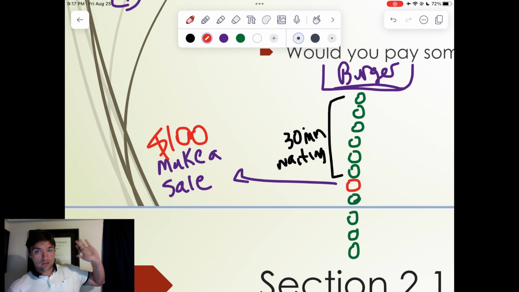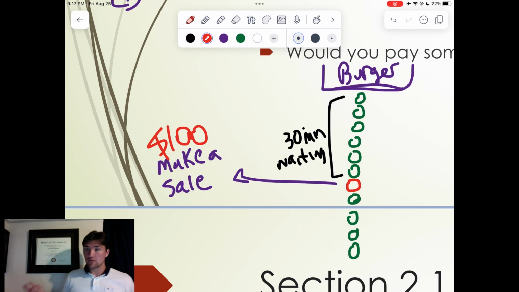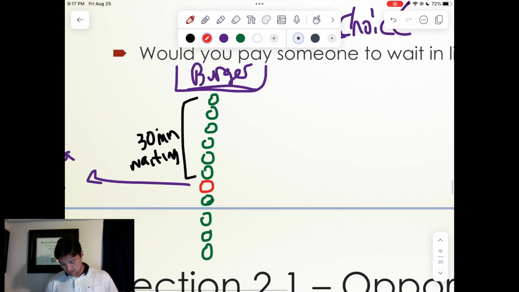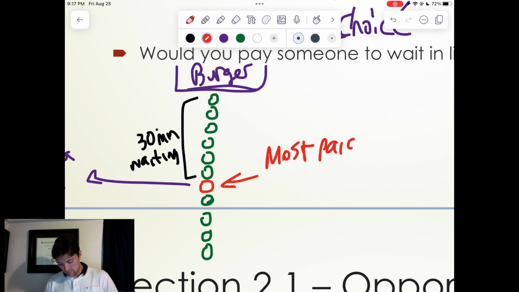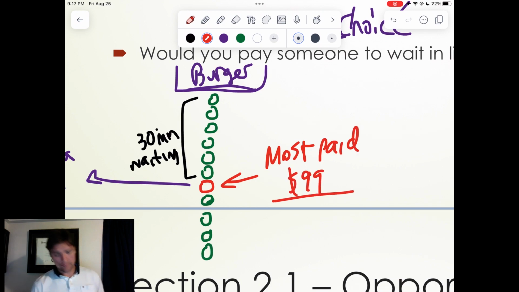Because you are going to step out of line, you have a choice. You can pay someone or not pay somebody, and the most you would pay them is at least $99. So the most paid would be $99. If you are thinking, well, what if I paid them like $98? That way I have $2 for the burger. And that'd be right.